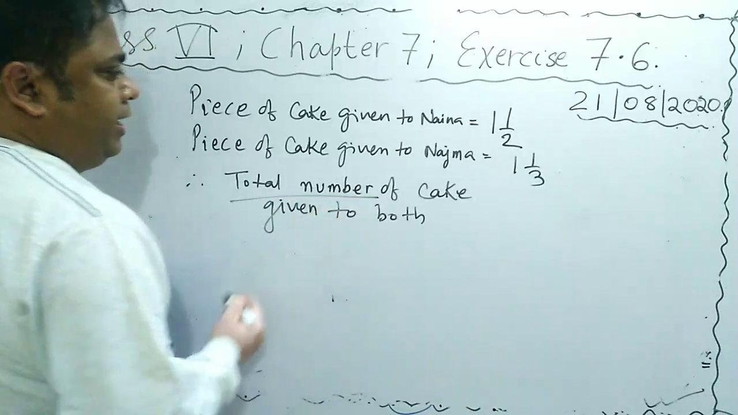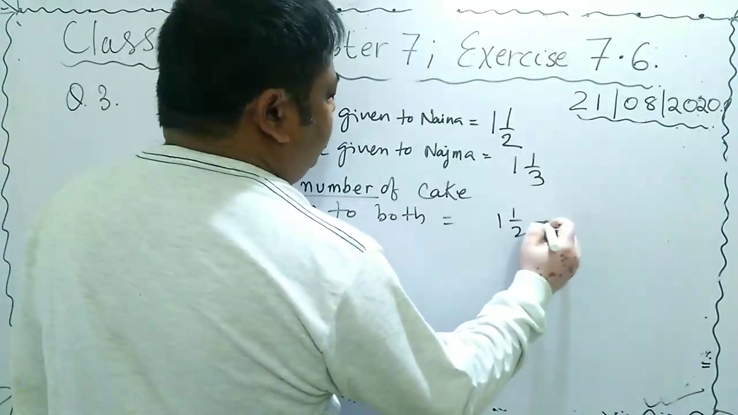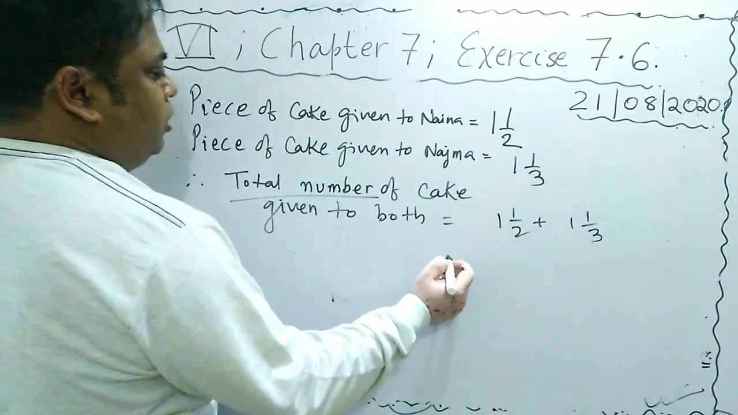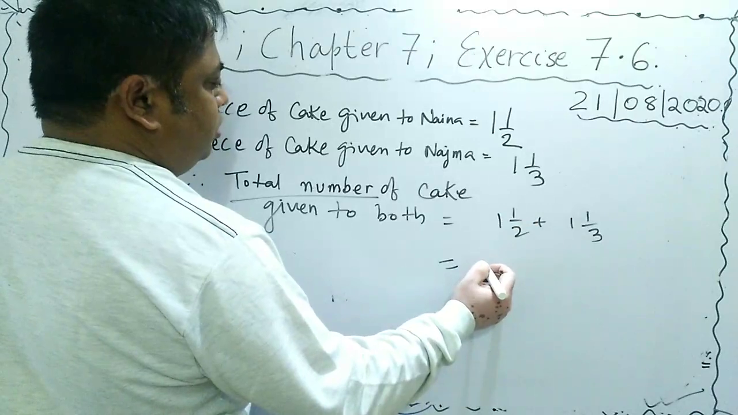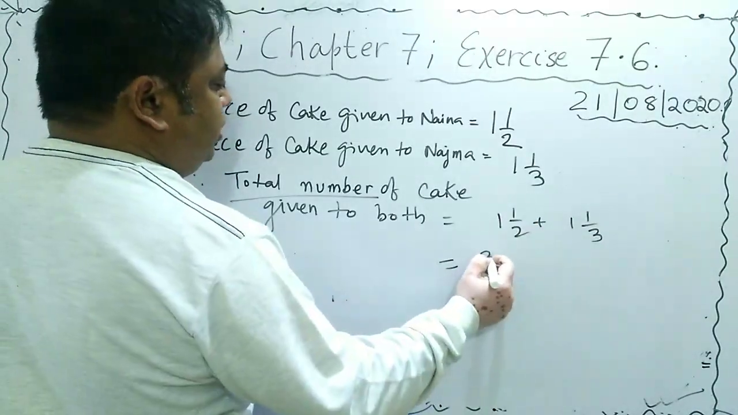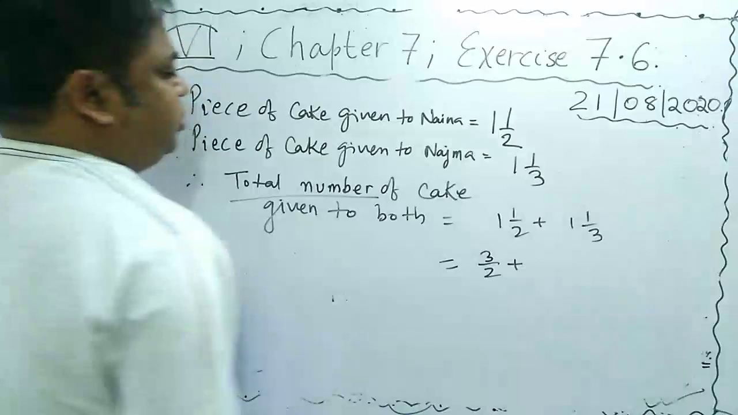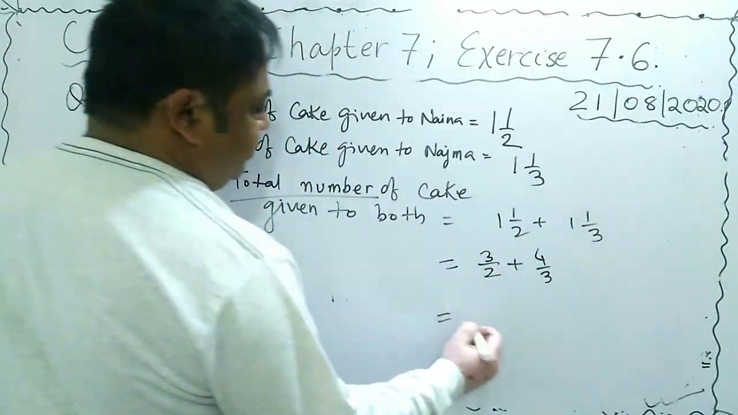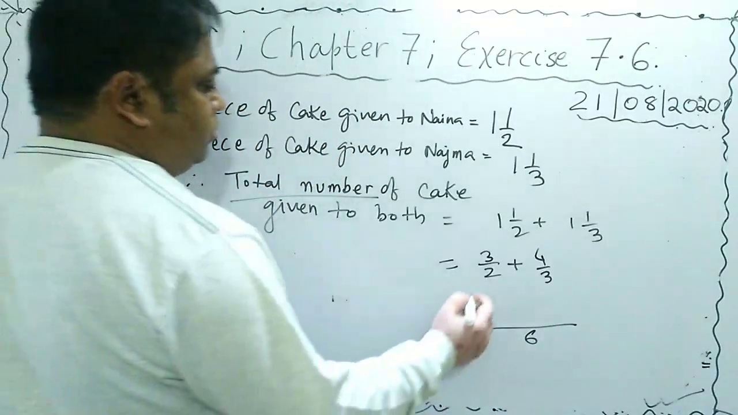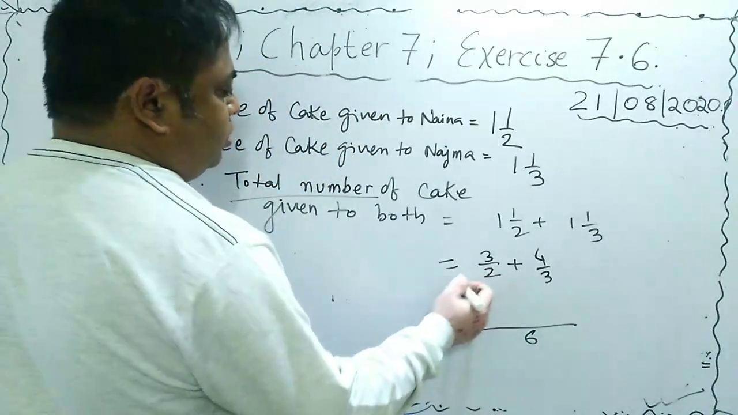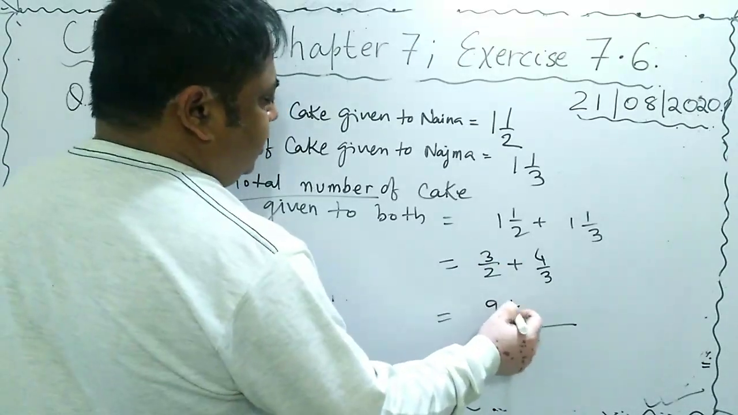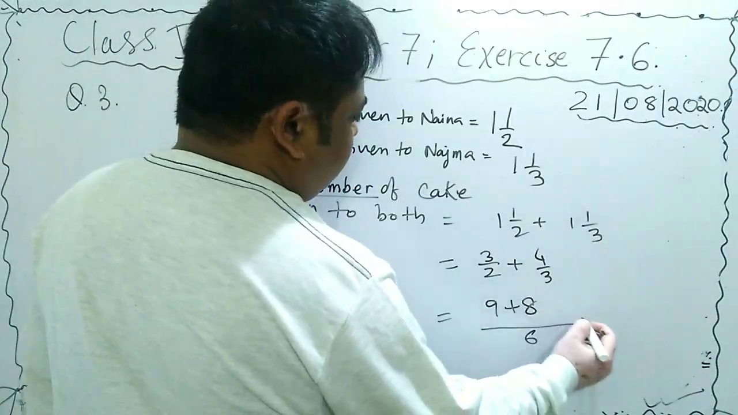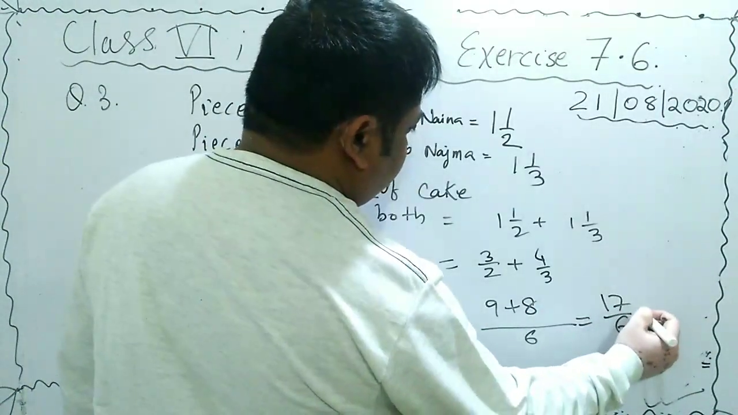total जब भी आएगा तो क्या करते हैं, ऐड करते हैं, is equal to 1 by 2 plus 1 by 3. Convert this into improper fraction. This will become 2 1s are 2 and 2 plus 1 3. This will become 3 by 2 plus 3 1s are 3 and 3 plus 1 4 by 3. Its LCM will be 6. So we'll cross multiply, or we can say like this also: 2 3s are 6 and 3 3s are 9 plus 3 2s are 6 and 2 4s are 8. So this will become 17 by 6.